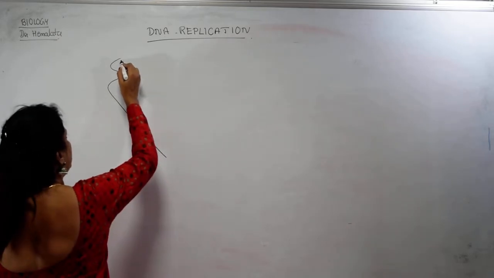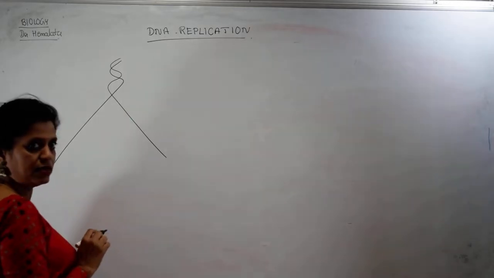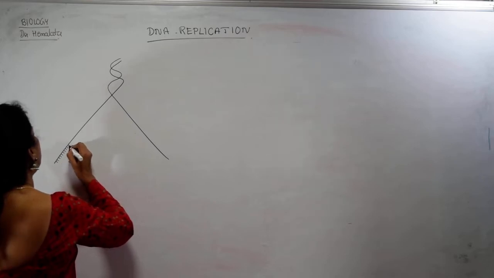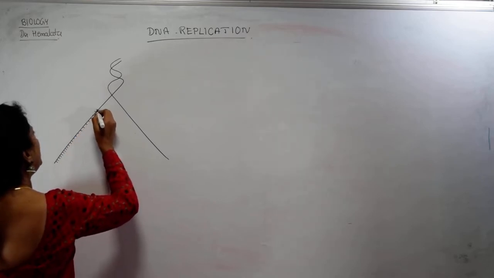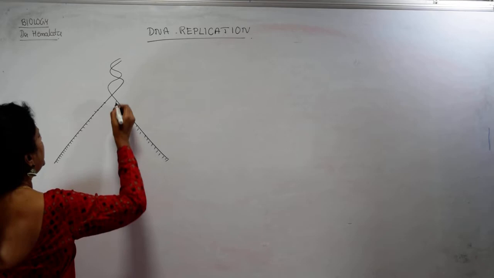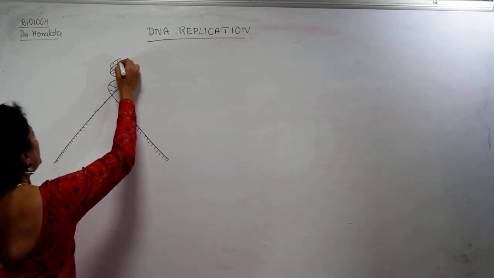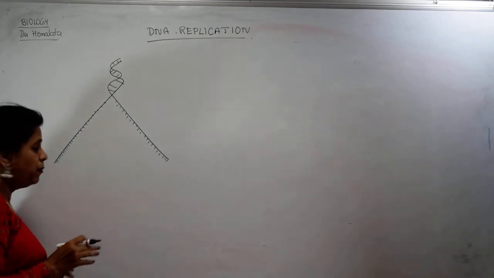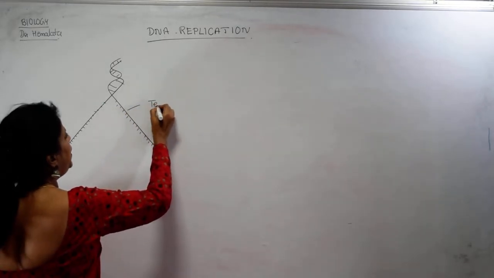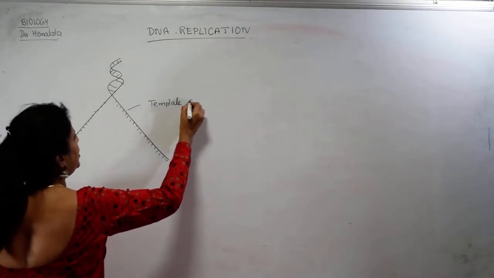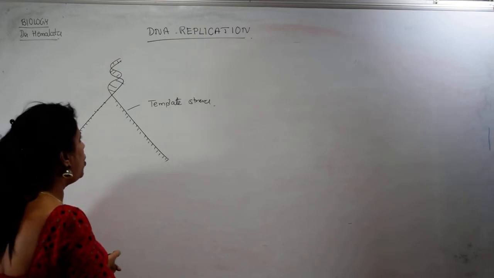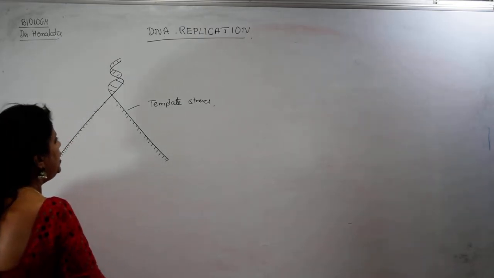First, it will separate into two single strands like this, by breaking the hydrogen bonds between the nitrogen bases. So all the nitrogen bases get separated. Here they were fused, together, and now they are separating. First, a fork-like structure is formed by separating the single strands. These are called template strands. This is a template strand. Now on each of these strands, a new copy of DNA, another DNA, is formed.